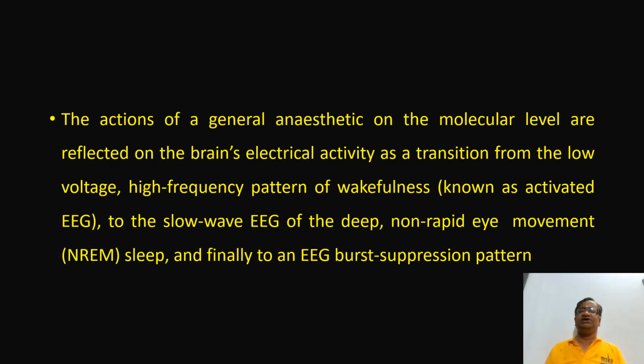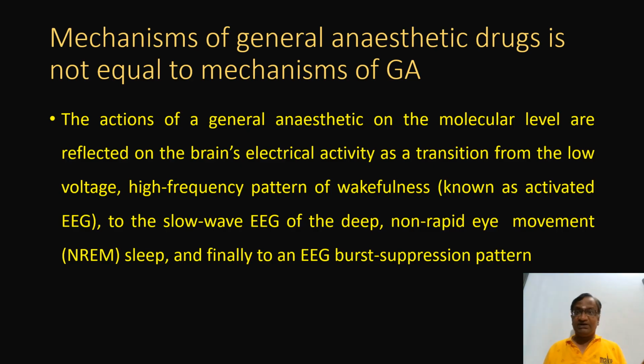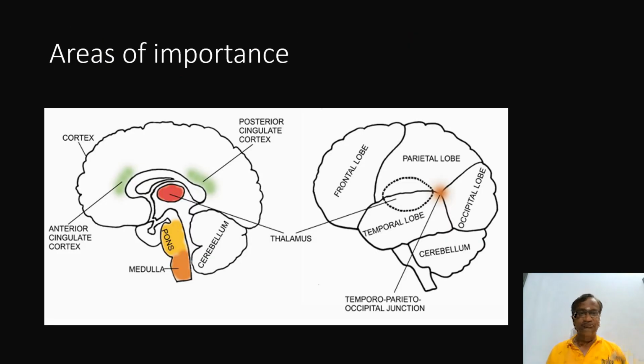The action of the general anesthetic on a molecular level is reflected on the EEG, from low voltage, high frequency, to a slow wave EEG. Okay, now it goes into an EEG burst suppression pattern. Burst suppression. This is what anesthesia is. Very important: mechanisms of general anesthetic drugs are not equal to mechanisms of general anesthesia. General anesthesia at the molecular level is different. General anesthetic drugs may act on GABA. That is two different things. I will come to the molecular mechanisms of general anesthesia in a different video.